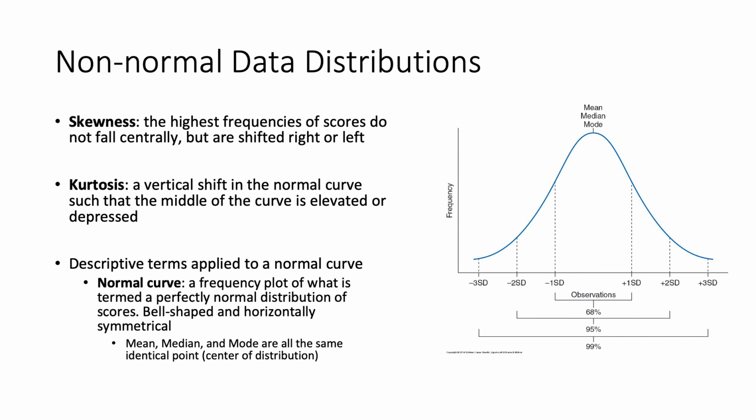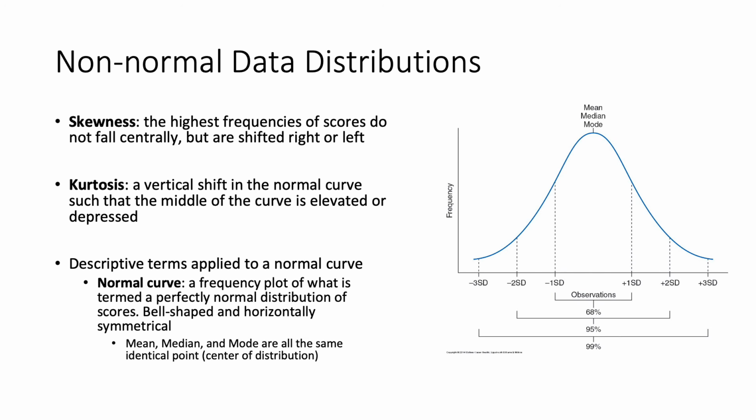Skewness is when the highest frequencies of scores do not fall centrally, but are shifted to the right or the left, while kurtosis is a vertical shift in the normal curve such that the middle of the curve is either elevated or depressed. Both of these terms are a variation to the normal curve, which you can see on the right. A normal curve is a frequency plot of what is termed a perfectly normal distribution of scores.